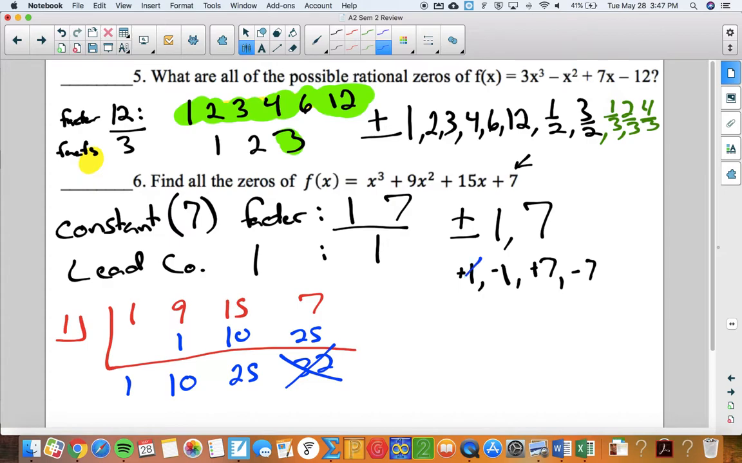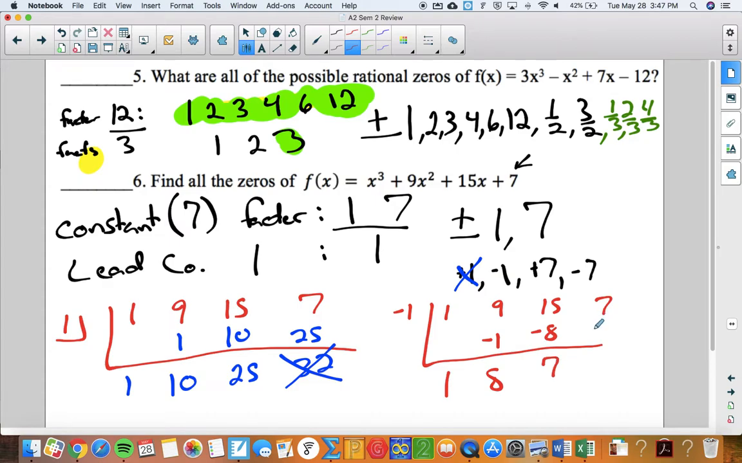So positive 1 is not a 0 of this polynomial. I didn't find it yet. Let's try negative 1. So really we're just copying those coefficients again because we're still working with the same polynomial. Drop it down, multiply, add, multiply, add, multiply, add. Woo-hoo! Remainder of 0, or in other words, when I plug negative 1 into this function, it gives me a 0, which means 7 is the constant of the remaining polynomial. 8x is the next term, and 1x squared.